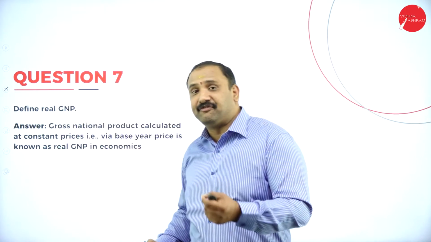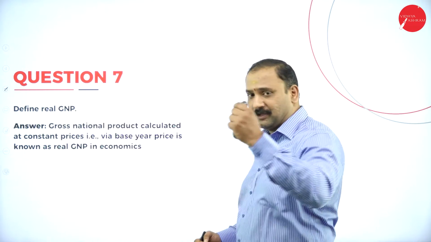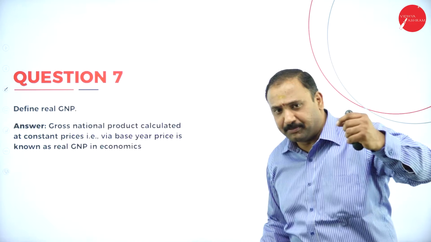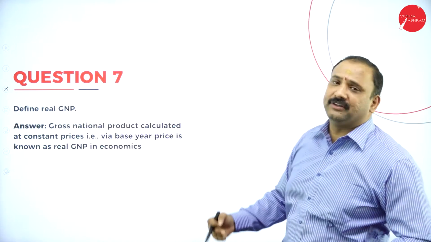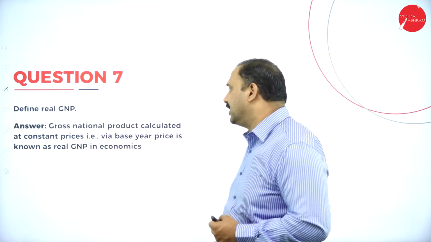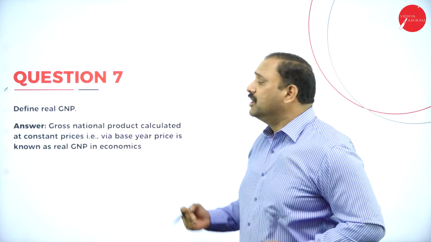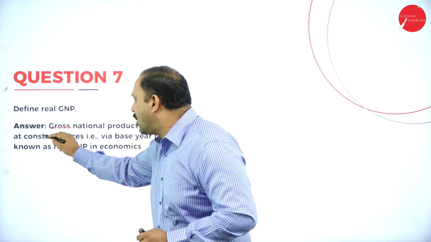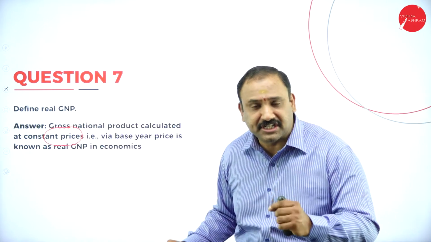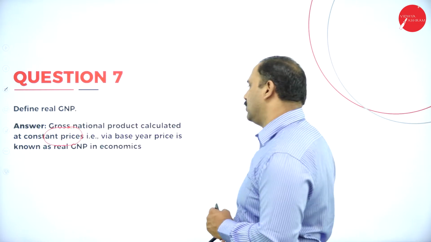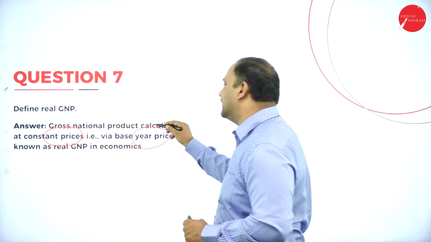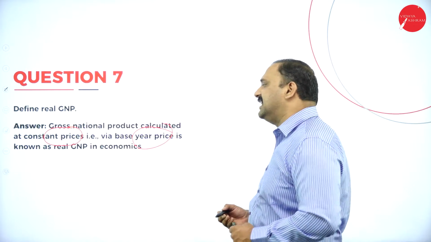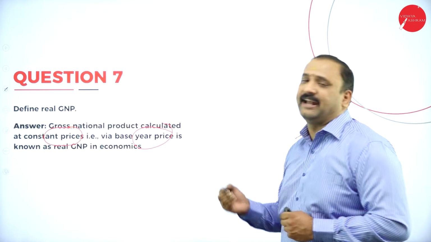Followed by: define real GNP. So we were speaking about nominal GNP. Now we are going to speak about the real GNP factor. What is a real GNP? Gross national product calculated at constant prices. Constant price is what we are looking at. That is, base year price is known as the real GNP in economics.